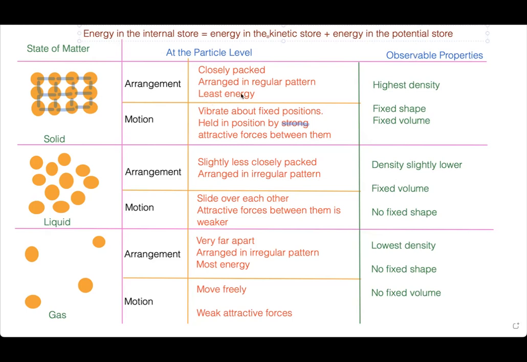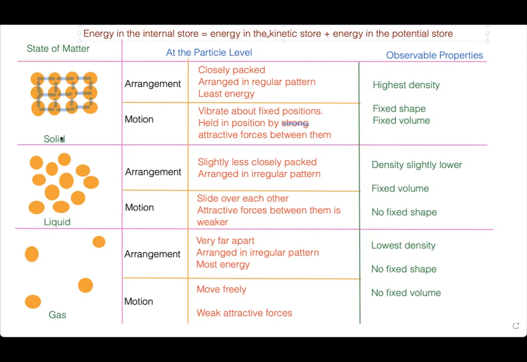So when we talk about the least energy here, we are saying that solid has the least energy in the internal store. When we talk about gas having the most energy, it means that gas has the most energy in the internal store. Even though all of the particles here are vibrating or moving freely, in the gas the particles are moving the fastest. So the gas has the greatest kinetic energy, or energy in the kinetic store. So the greater the kinetic energy, the higher the temperature. I repeat myself again: the greater the particles' kinetic energy, the higher the temperature. Are you all with me?